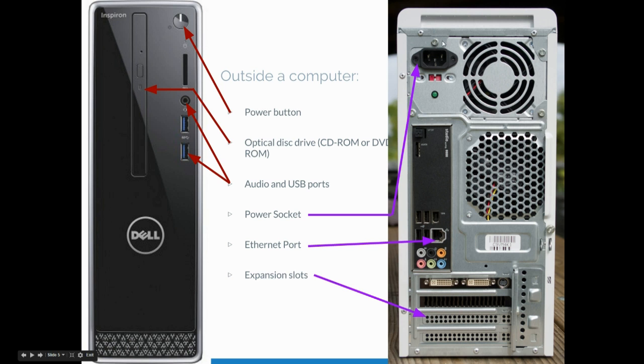Now on the back of the computer, there's the power socket, what we need to use to run it, so what plugs into the wall and such. An Ethernet port which connects to the internet, and then expansion slots. We'll talk about that more later, but essentially expansion slots are ways that you can kind of upgrade your computer in specific areas. So if you want better wireless connection, you can put in a wireless expansion slot. Or another example is if you want better graphics, if you're an avid gamer and you want better graphics, you can put an expansion slot in there.